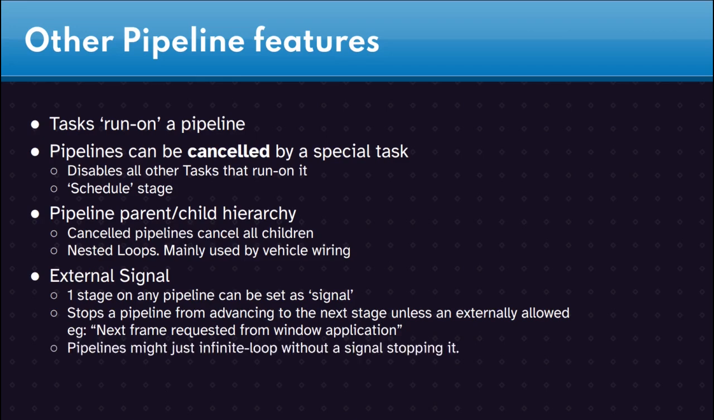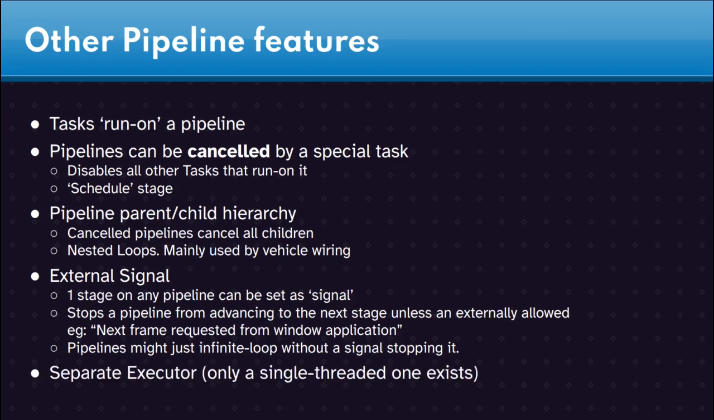Pipelines are just an infinite loop without a signal stopping them. The game loop is a single pipeline that loops at the very top, and other things like that. There's also a separate executor, but we only have a single threaded one. All the pipelines and tasks are just a big struct and a bunch of arrays that store what things are connected to what, among other things. It's up to a separate executor to read the structure and actually run the functions.